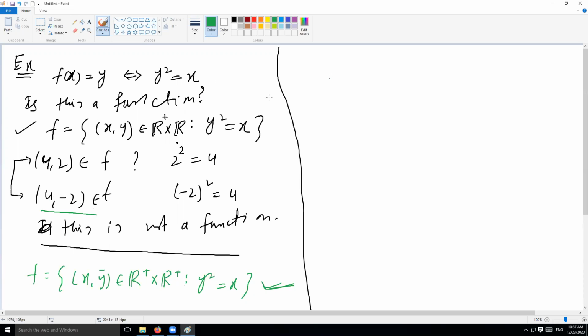How about if I want to check uniqueness? What I'm going to do is take two components. Let's take (x, y) and let's take (x, y prime) from F, right? And try to show that y is equal to y prime. So can I show it? Since x is related with y in this relationship, what is the condition that it satisfies? Y square is equal to x, right?